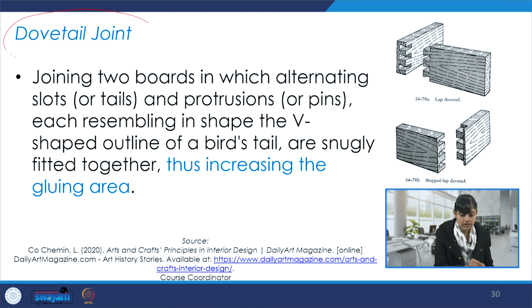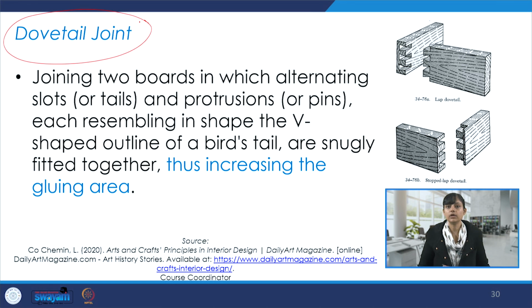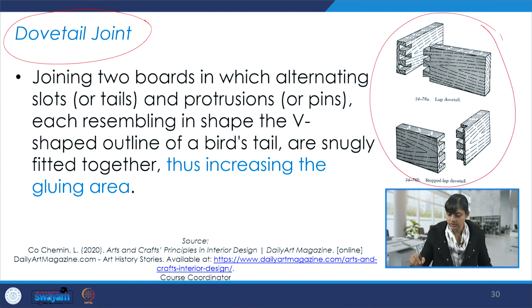There is dovetail joint. Personally, one of my most favorite joints is the dovetail joint, the joinery that we see over here. Joining two boards in which alternating slots or tails, as they are called, and protrusions or pins, as they are called, each resembling in shape the V-shaped outline of a bird's tail, are snugly fitted together.